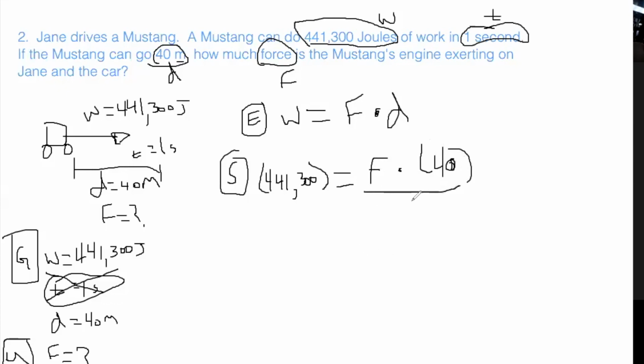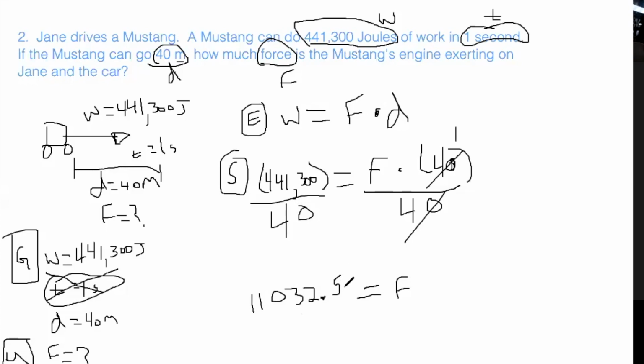And now I have to do my algebra. So I'm going to divide both sides by 40. Both sides by 40. Why? Because 40 divided by 40 is equal to 1. 1 times F is just F. And so now we get this answer, which is 11,032.5 newtons.